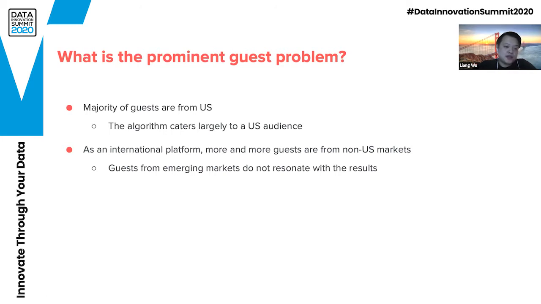Airbnb Experiences started from the United States, and the majority of our guests are from the United States. So you can imagine the majority of the data is generated by American customers. And so the algorithm, trained based on this data set, caters largely to a US audience. As we become more and more international and more guests are from non-US markets, this caused the problem that guests from emerging non-US markets do not resonate well with the results that are surfaced to them.